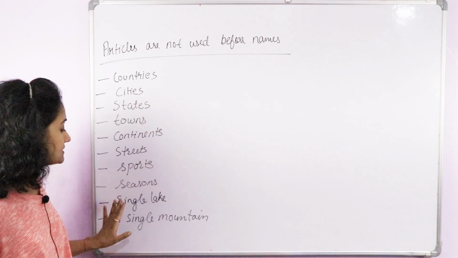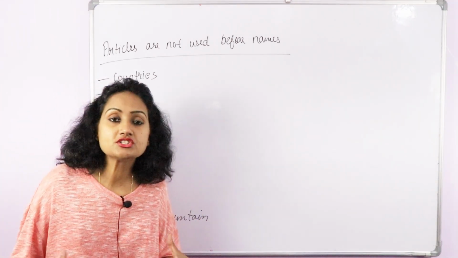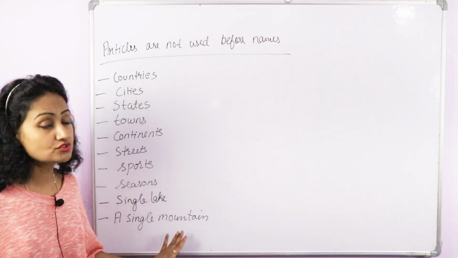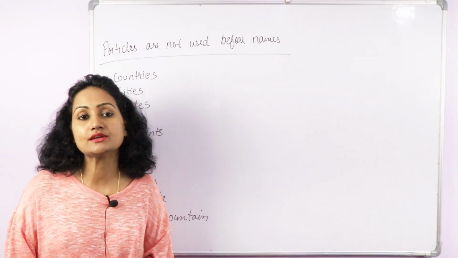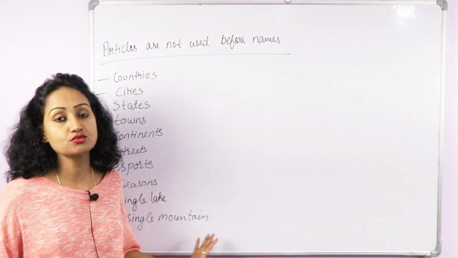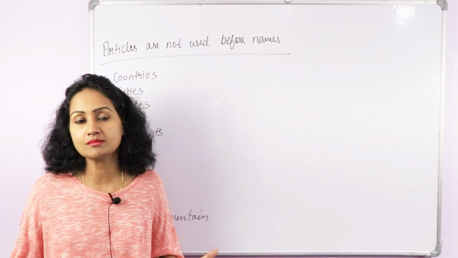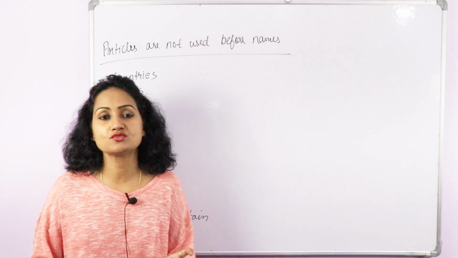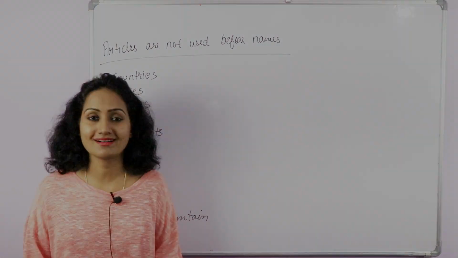When you talk about a single lake, it's not the Geneva lake, it's Geneva lake. Now, a single mountain. We know that whenever we talk about a mountain range, we will use the with it. But when we talk about a single mountain, we will not use any article. So it's not the Mount Everest or a Mount Everest. It is only Mount Everest. So these are the places where we don't need an article.